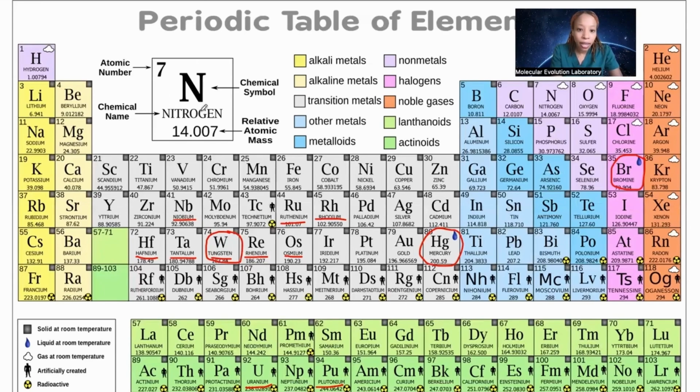This is the chemical symbol. The chemical symbol is designated N for nitrogen. The chemical name is nitrogen. The atomic number is 7, which means that it has 7 protons. The atomic mass is 14, which means that there are 7 protons and 7 neutrons. Remember that you can also have isotopes, which are species of the same element with different atomic mass.